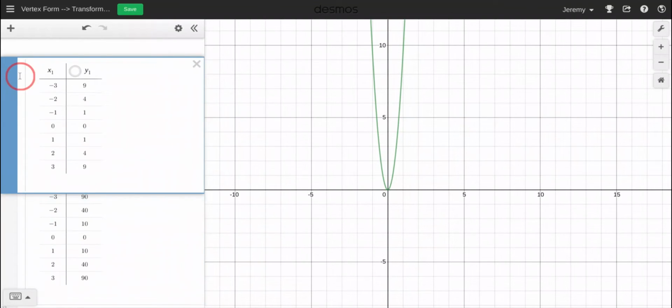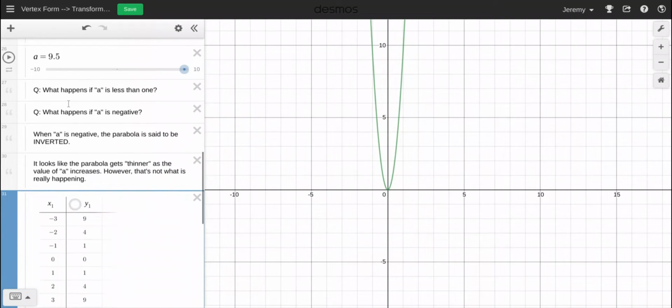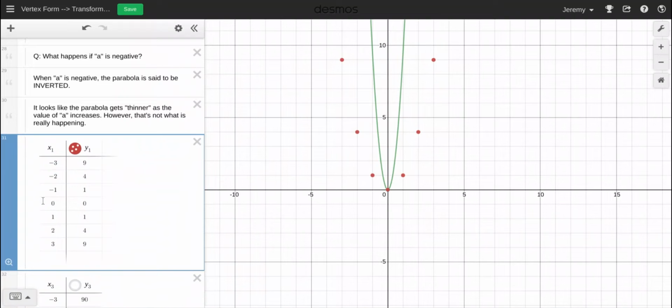Here is the table of values for the parent function, y equals x squared. So we take these values and we square them. Negative 2 squared is 4. 0 squared is 0. So that's the parent function.